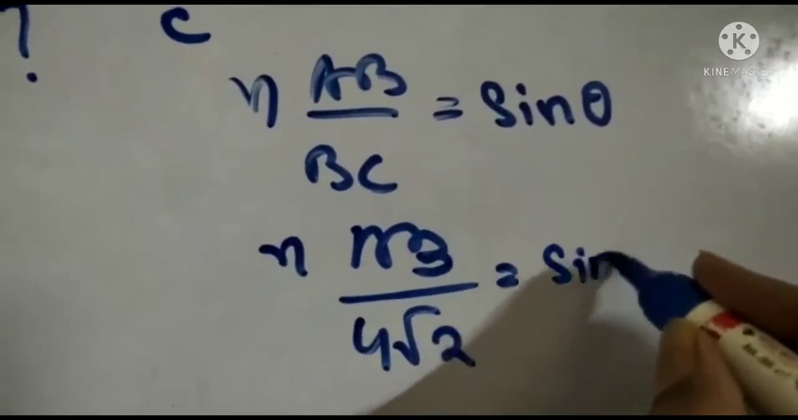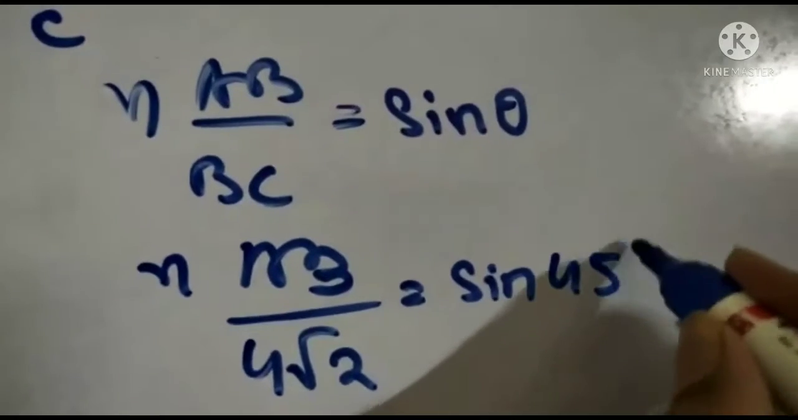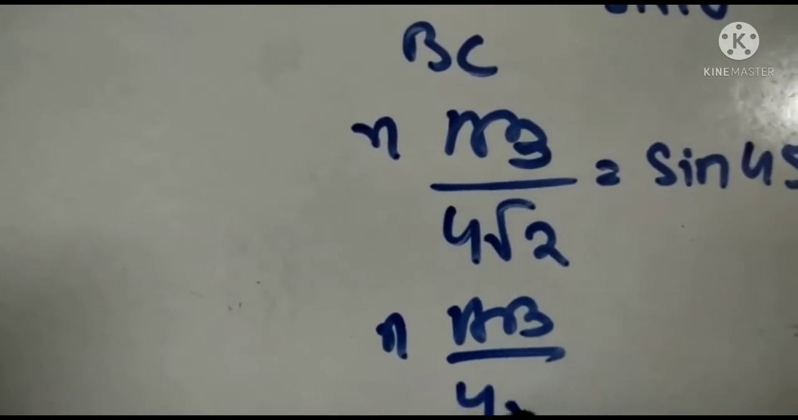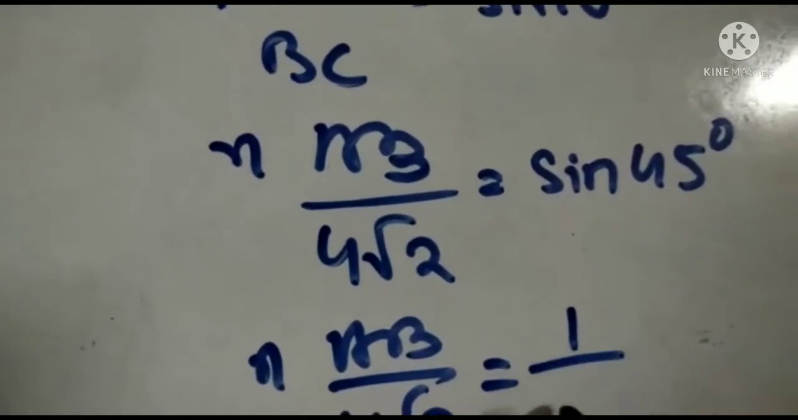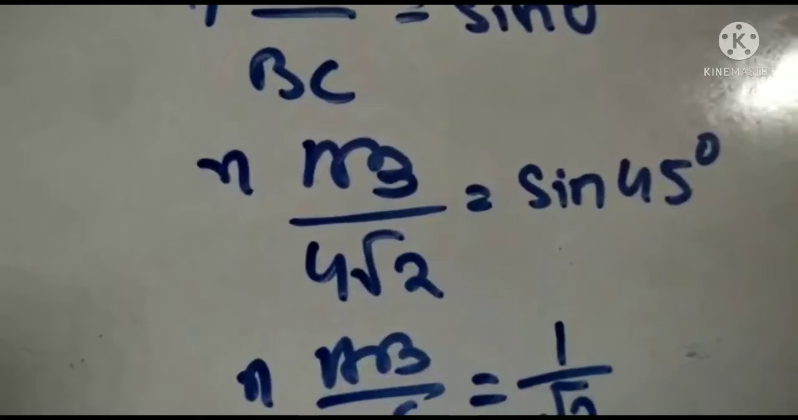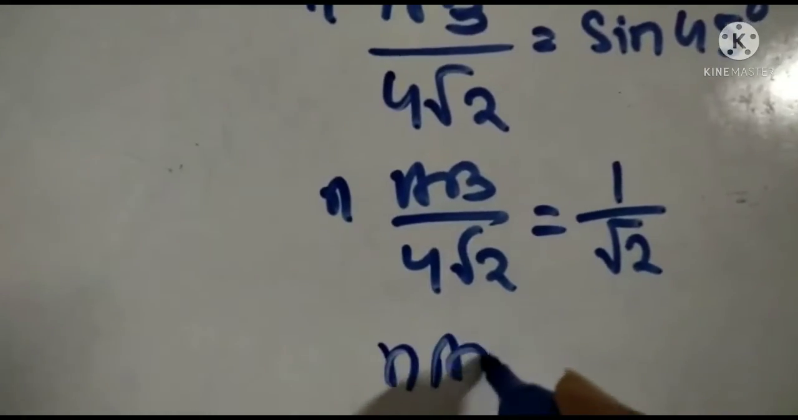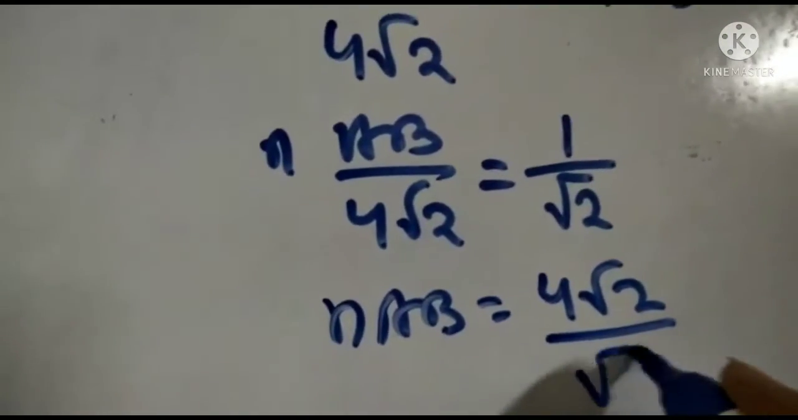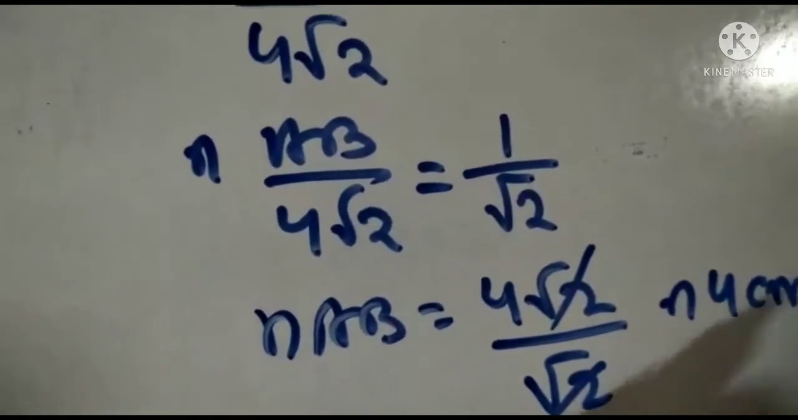In place of theta we know 45 degrees. So in place of theta we write sine 45 degree. From here, AB by 4√2 is equal to sine 45 degree. What does that mean? Sine 45 degree is 1 by √2, which you can find from the table. So AB will be 4√2, cross multiplication, 4√2 by √2. √2 and √2 will cancel, therefore AB will be 4 centimeter.